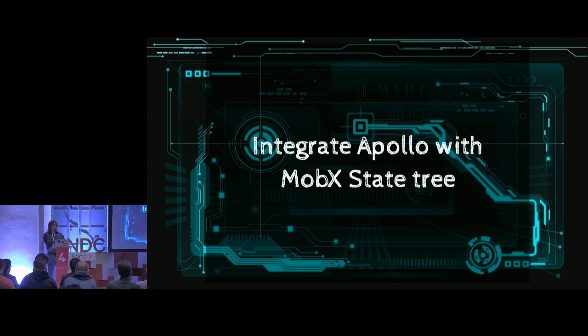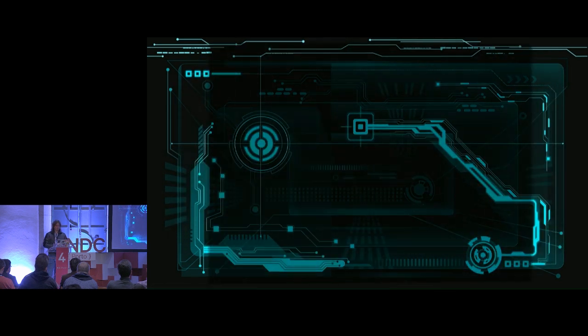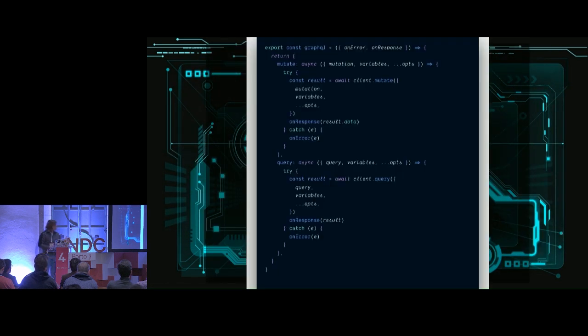And basically, the concepts will be the same for Redux here. This is how I integrate between these two systems. We will start by creating a service, or basically a function, that will get two properties, onError and onResponse. You can call them whatever you like. And we'll return two methods, mutate and query.